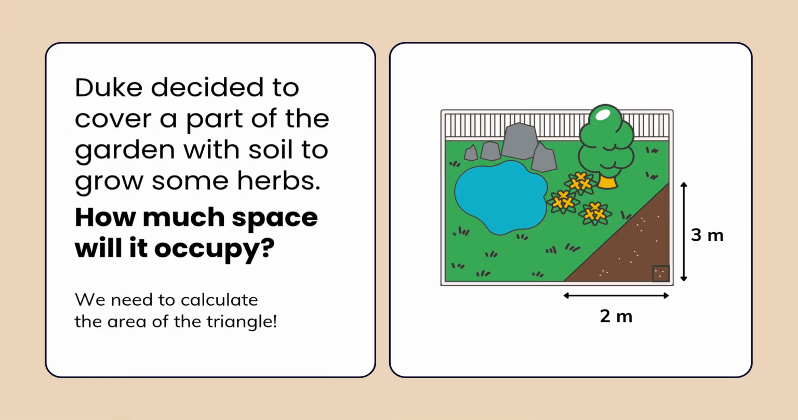Alright, so we'll look into this example. Duke decided to cover a part of the garden with soil to grow some herbs. How much space will it occupy? So here we have to find the area.